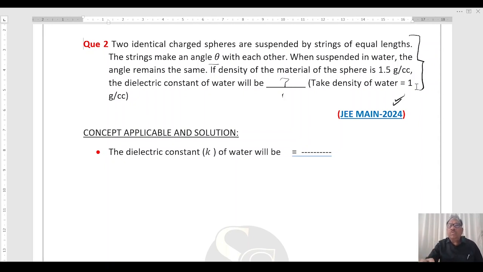But before giving the answer, I will develop the formula which is applicable directly. In case of a slight twist in the question, that formula will fail. Therefore, I request you to go through the complete question. Then finally, I will write the direct formula here. Let's start. In this case, the applicable theorem is Lami's theorem.